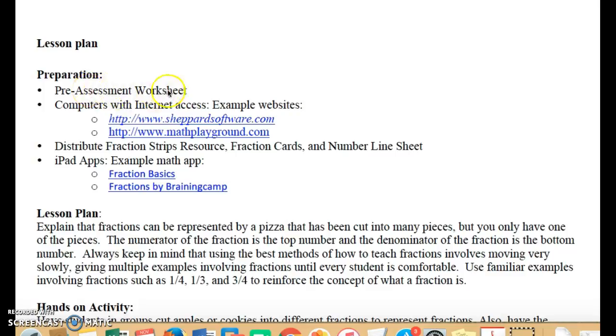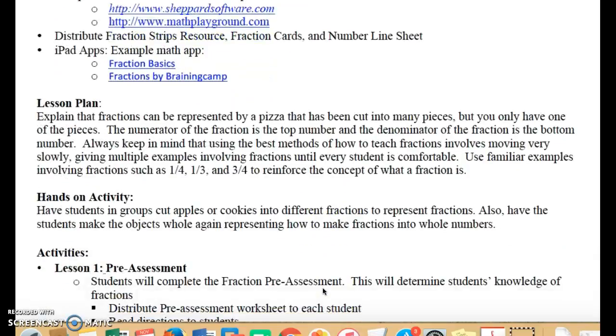The preparation is going to be the assessment tests. These are the links for a couple websites that I mentioned. We'll give out the fraction strip resource, fraction cards like I said, and the number line sheet. Here's a couple of math apps that we might use. The lesson plan or hands-on activity is going to be talking about how it's pieces of a whole and how we would need to cut it and divide it into however many pieces we need, and then to put it back together as a whole.